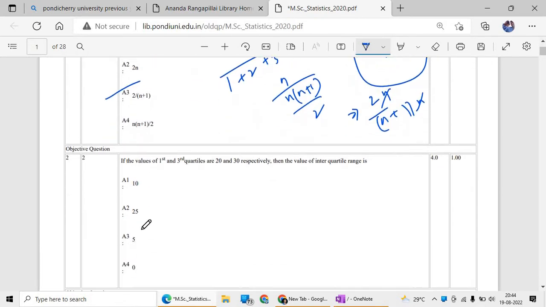Similarly, the second question: if the values of the first and third quartiles are 20 and 30 respectively, then what is the IQR? The formula for IQR is just Q3 minus Q1. So how much? 30 minus 20, 10. So this is the answer.